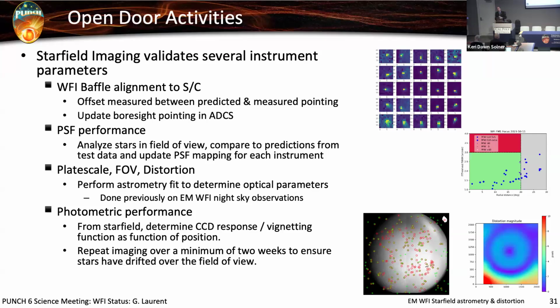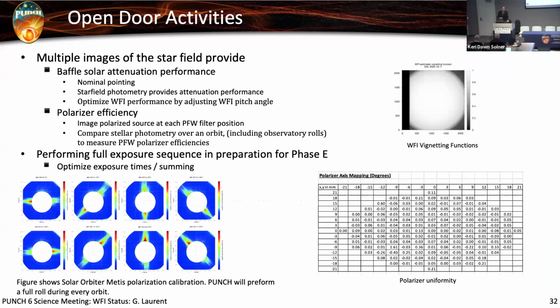So over a period of a couple of weeks, let's look at a star in one part of the field of view, watch as it drifts to the side, and then now you know your vignetting function. Similarly, multiple images of the star field allow you to verify the polarizer performance. These are just Metis images there, but it gives you the general idea. Look at a star or a polarized source at multiple different filter wheel positions, and that allows you to verify your filter wheel.